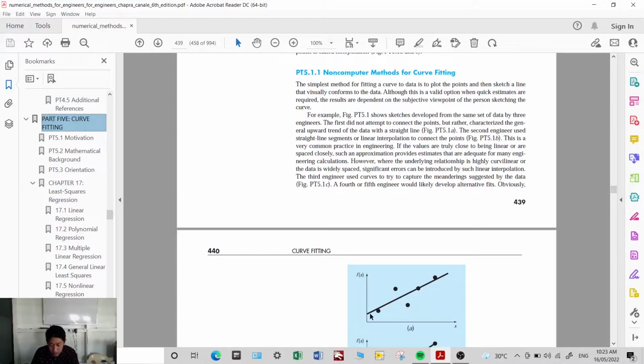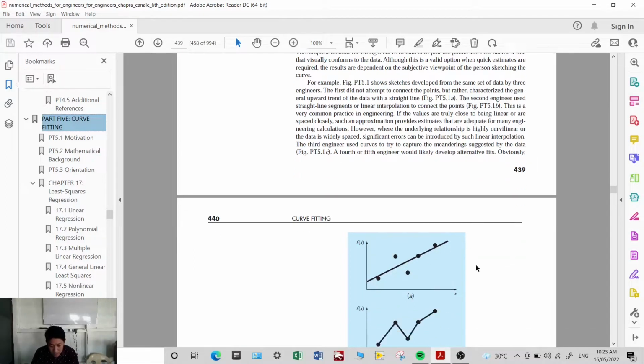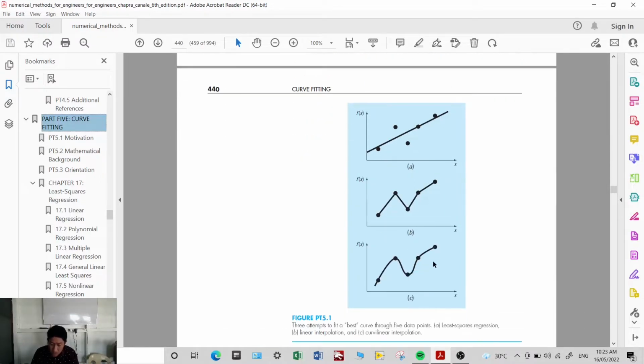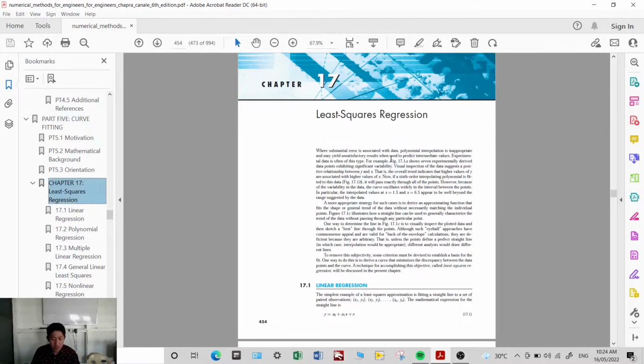You can actually make a straight line, or you can connect these points. In other words, with other methods, you can fit a curve function. So the question now is, which of these three is the correct representation? In order for us to determine that, we'll use a method called the least squares regression.